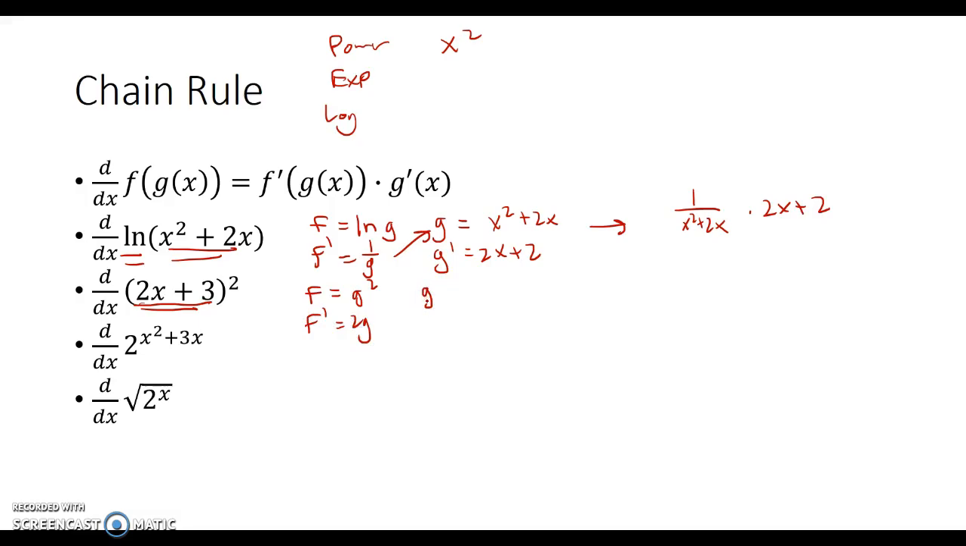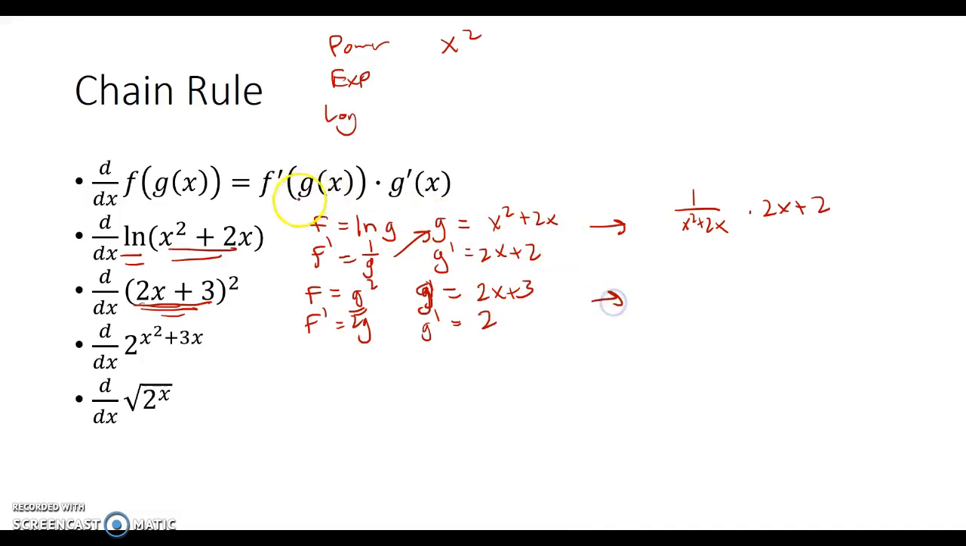Here's where it gets tricky because we have g prime. So maybe we've just got to keep track of which g we're talking about. Pretend like I didn't say anything. g is the inside, the guts, which is 2x plus 3, and g prime is the derivative of the guts, which is just 2. That's a linear function. Its slope is 2.